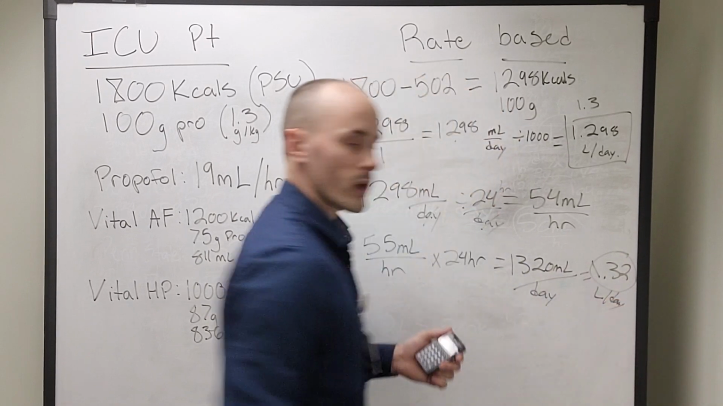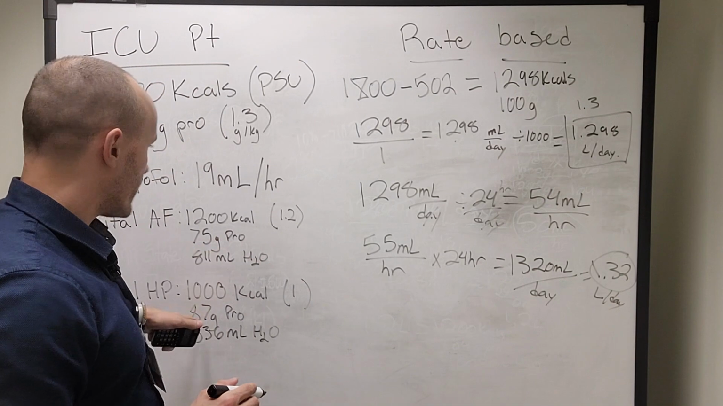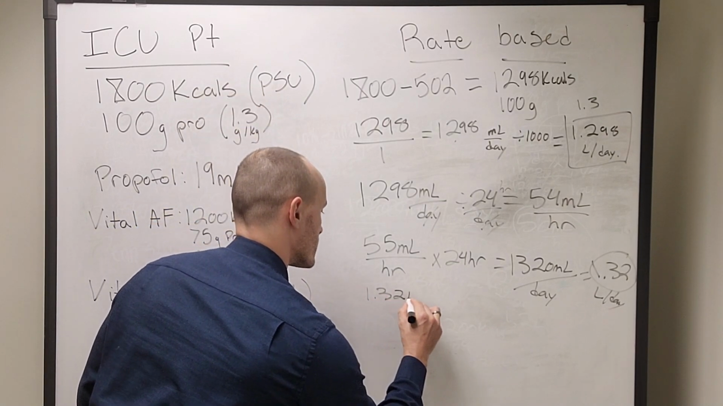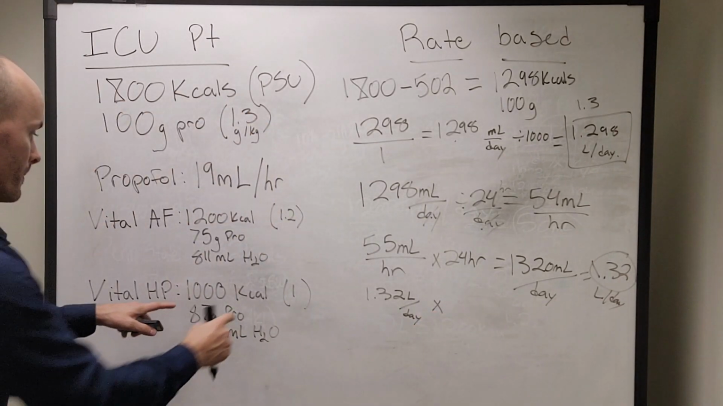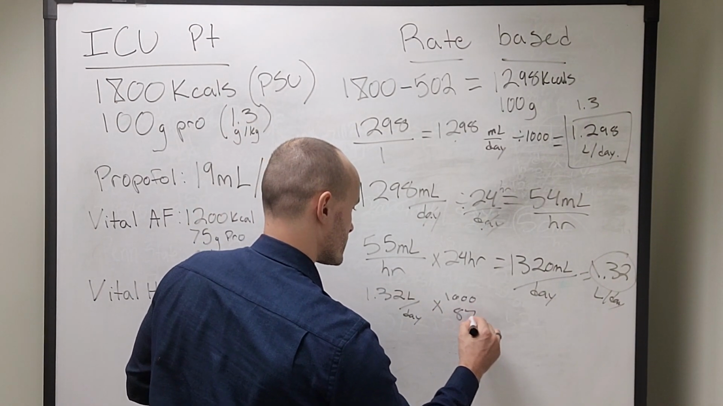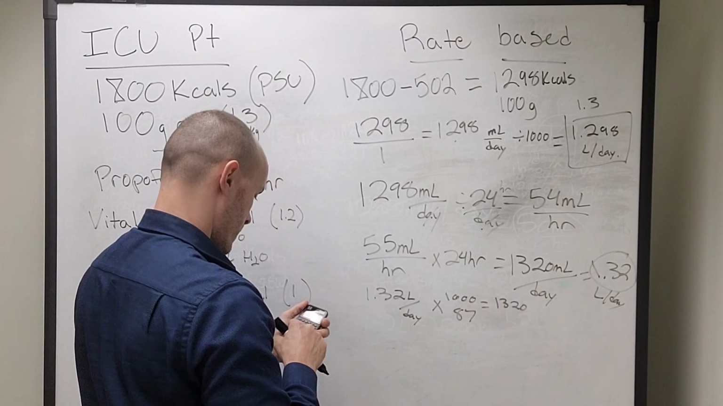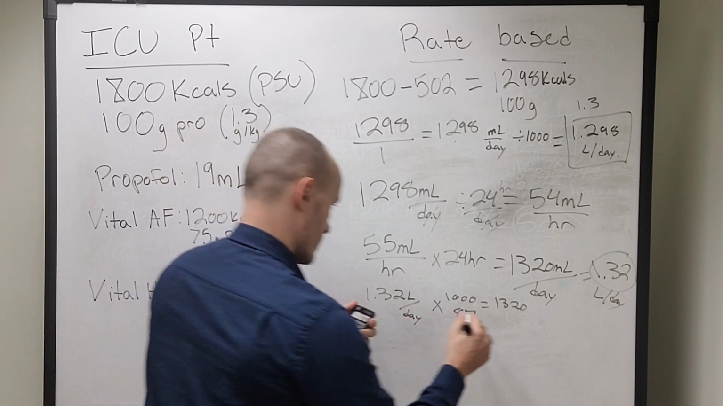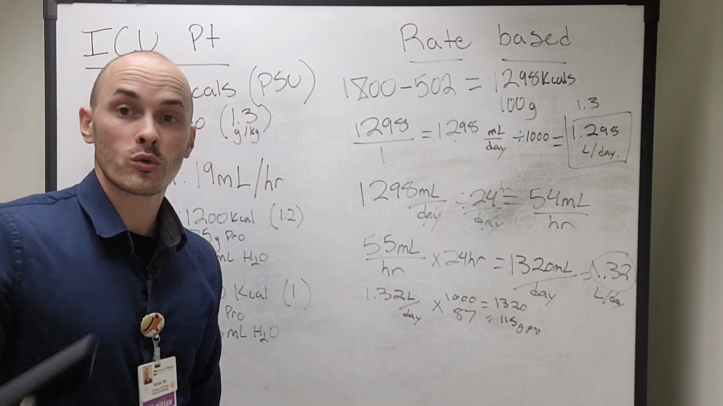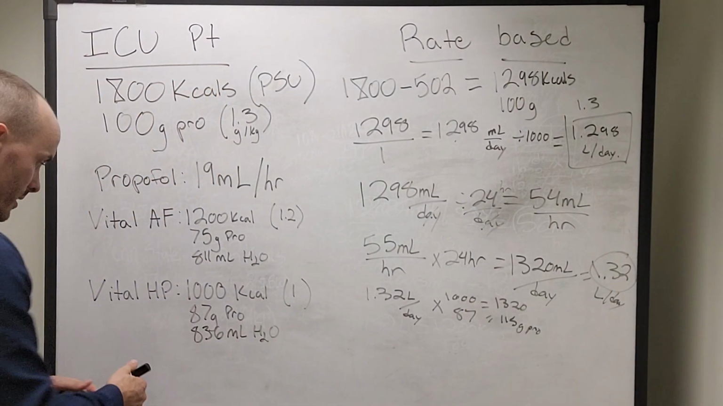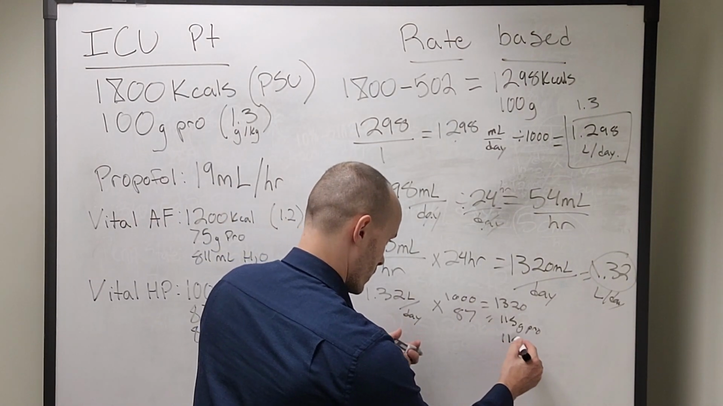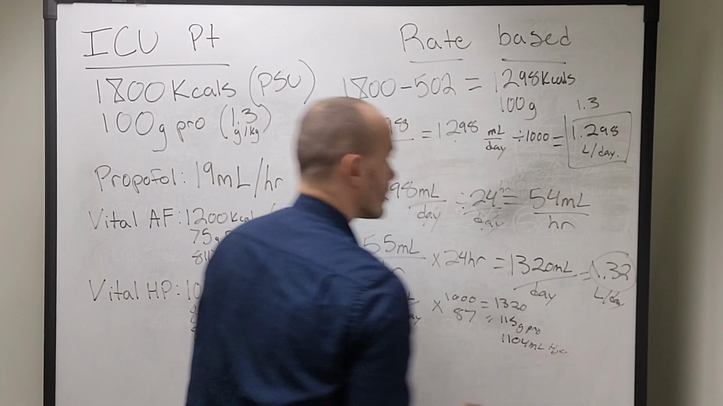liters per day. So I know that if we run Vital HP at 55 an hour, they will get 1.32 liters per day. 1.32 liters per day times 1,000 calories per liter, 87 grams of protein. 1,000 gives you 1,320, and 1.32 times 87 is 115 grams of protein. We can also do the water on here, 836. So 836 times 1.32 gives us 1,104 mils of water. Cool.